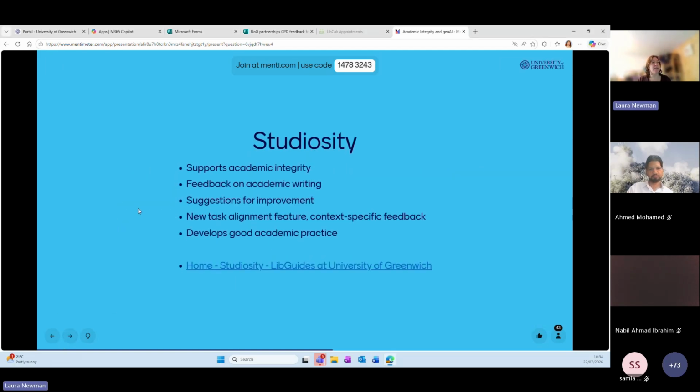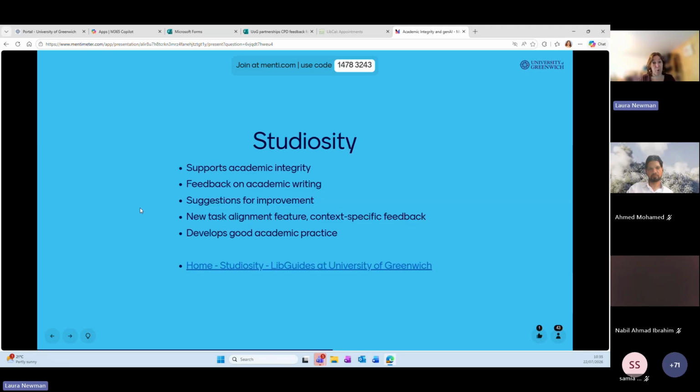Okay, so that's Integrity Matters. And then, of course, we also have Studiosity, which I think a lot of you should be aware of. So again, Studiosity is a GenAI system, but this is specifically to support academic integrity and academic writing. Students can upload their drafts of their assignments to Studiosity, and the AI model will give them pretty much immediate feedback on how they can improve it.